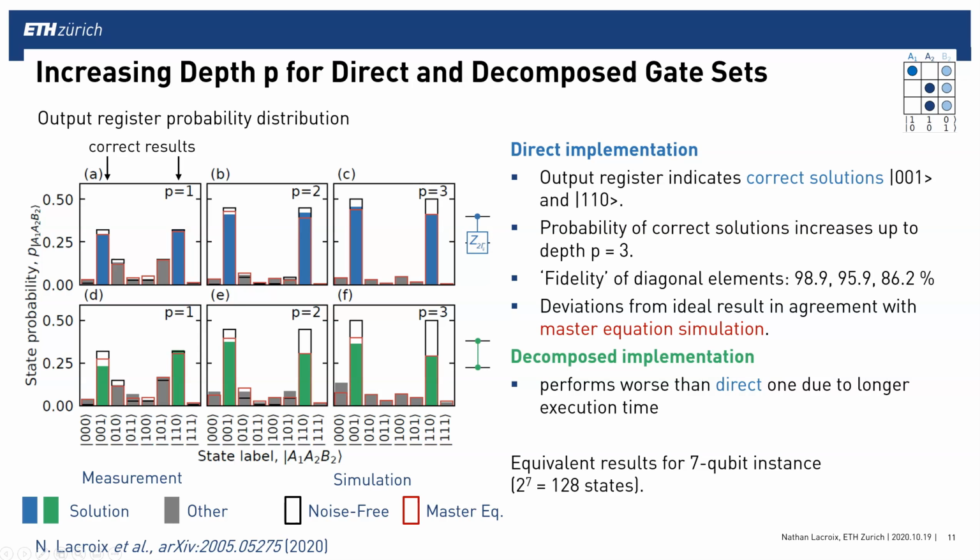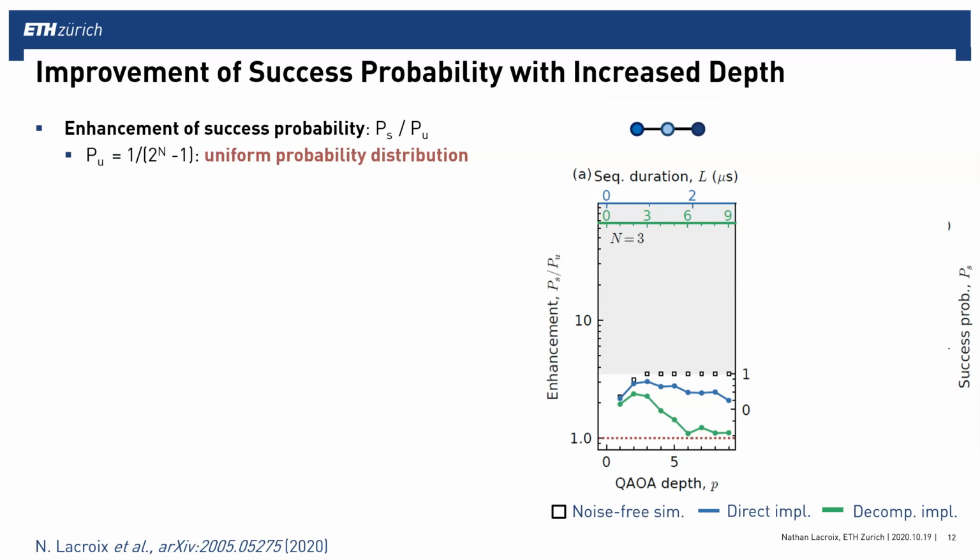We have an equivalent dataset for the 7-qubit problem instance, but it has many more states, and therefore we do not show it here. But to be able to compare both approaches and condense the information in a single plot, we look at the improvement of the success probability with an increased number of QOA layers. We define the enhancement of the success probability as PS over PU, where PU is the uniform probability distribution over all possible states, and PS is the probability of measuring a solution state.